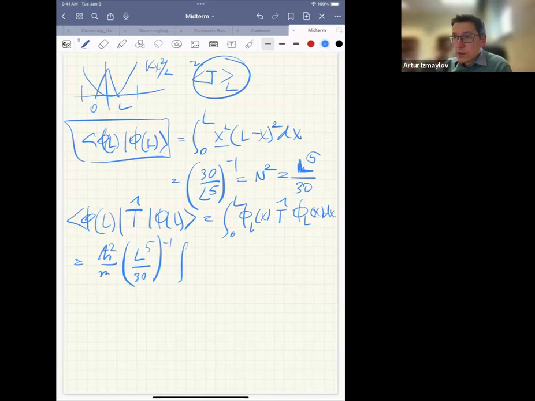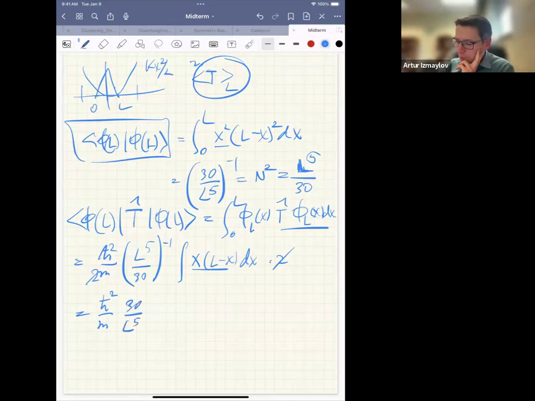And here we have an integral of x (L minus x) dx. So the 2m here disappeared because there was a 2 here when we differentiate the function. So then the answer becomes, if you do this integration, then it's the third power of L that you get. And here you have h bar squared m 30 divided by L to the fifth.